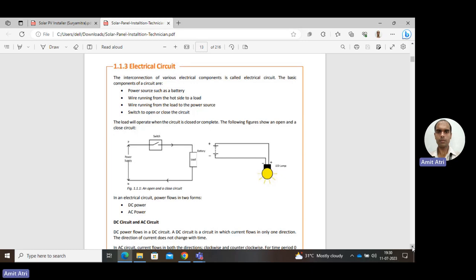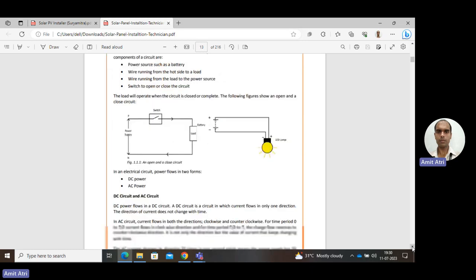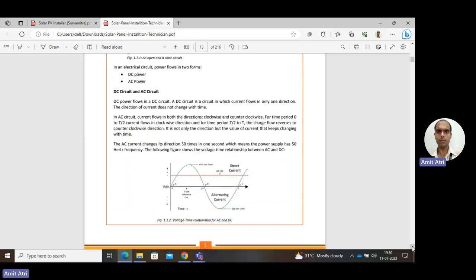Electric power flows in two forms. First of all, DC power, and second, AC power. DC power is basically constant. It has the same magnitude, and it flows in only one direction. Meaning there is no change. It is fixed. Every time it is the same.